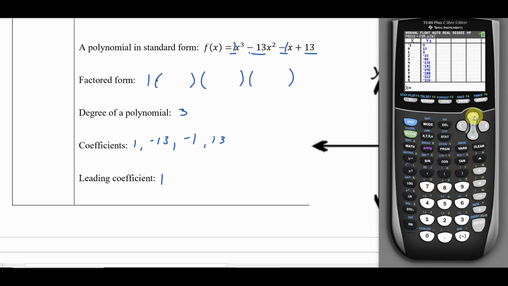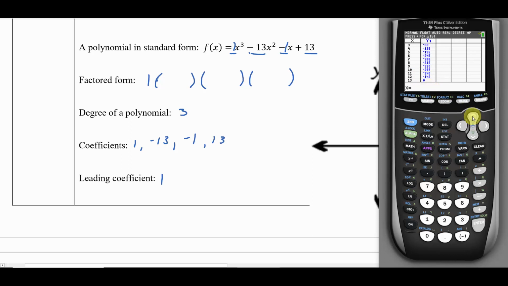Okay, so before we zoomed out, we saw one at negative 1 and positive 1, and I can see those here. I can see negative 1 comma 0, 1 comma 0, and then if I scroll down a little bit, the other one was way off to the right, so I'm going to scroll down until I see another y equals 0, and that happens right here at 13. So we have 1, negative 1, and 13.